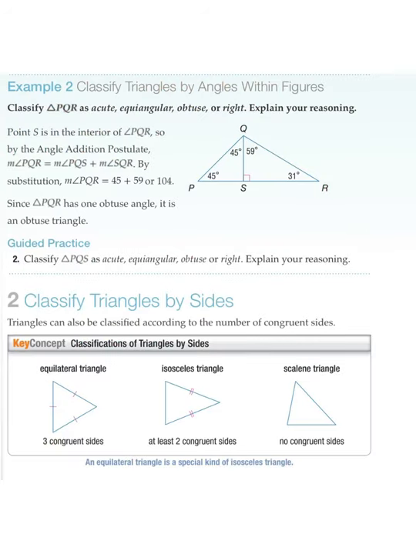Okay, now we're classifying triangles by their lengths, their sides. Equilateral, don't forget we're looking for our little notation. Three sides must be equal, they're all congruent. Isosceles, two sides are congruent. If the third one was also equal, it would be equilateral. Scalene, no congruent sides whatsoever.